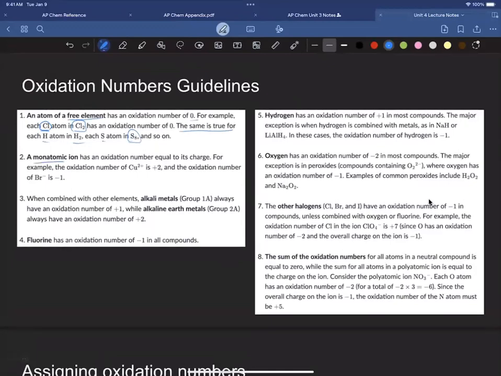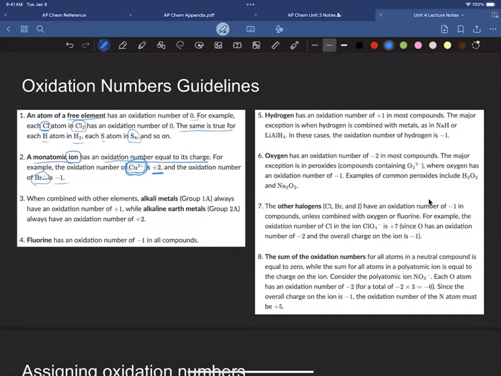A monatomic ion, let's look at an ion. It has an oxidation number equal to its charge. For example, the oxidation number of Cu2+ is +2, and the oxidation number of Br- is -1. This is basically saying they're already ions, right? They already lost electrons or gained an electron, and usually that already fulfills their octet rule. So when they engage in an ionic compound, they would just engage as they are right now because they're already an ion. So their oxidation number would equal its charge.